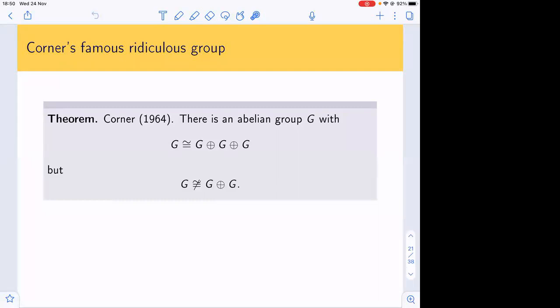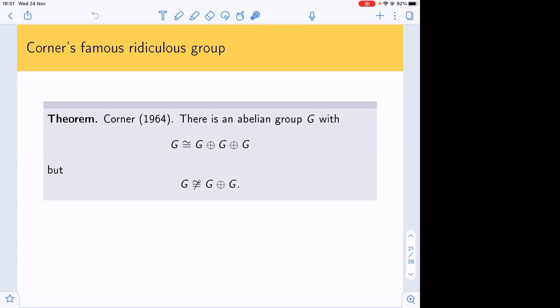But there's a group with a rather stranger property, which is that it is isomorphic to the direct sum of three copies of itself. That in itself is not too surprising, but it's not isomorphic to the direct sum of two copies of itself. Okay, so this is another really quite strange phenomenon. And the construction of this group is even more intricate than those of Jonsson and Sasiada that answered Kaplansky's first two test problems.